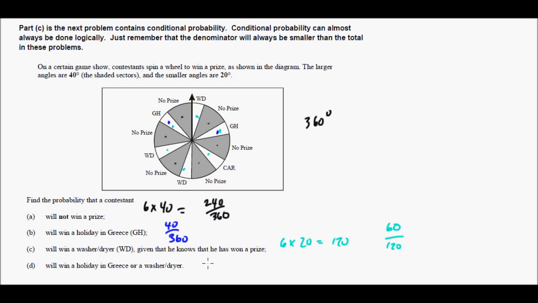And then the last one, again, you just have to add 2 things. Now, this isn't conditional probability. It goes back to being simple probability. We'll win a holiday in Greece or a washer dryer. Let me get a different color for that. So Greek holiday, washer dryer, Greek holiday, washer dryer, washer dryer. So they don't get the card. Oh, too bad. So 5 times 20 is 100 over 360. Okay, so that takes care of simple probability. Let's move on now to some independent probability.